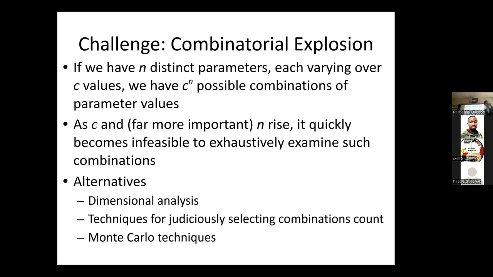Three for the third, we have 27, three times three times three. Three for the fourth, we have 81. And three for the fifth, we have 243. So we have c to the n. So c is three and n is five, three to the fifth power, right? And you can imagine that gets really large as n goes up and as c goes up. If c were not three, but 10, we'd have 100,000 different possibilities with an n of five, right? 10 times 10 times 10 times 10 times 10, 100,000, 10 to the fifth.